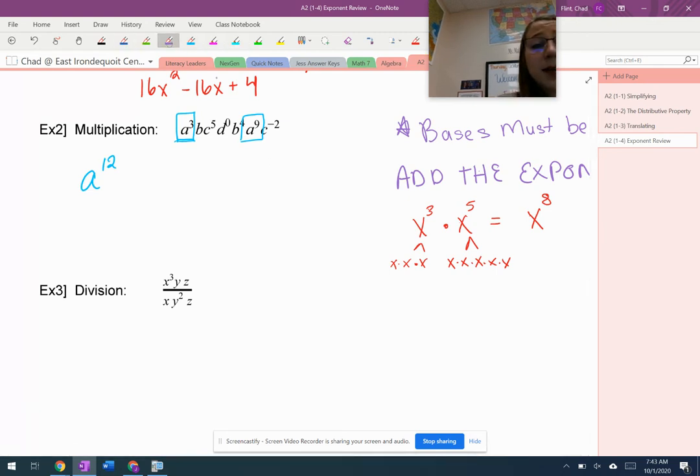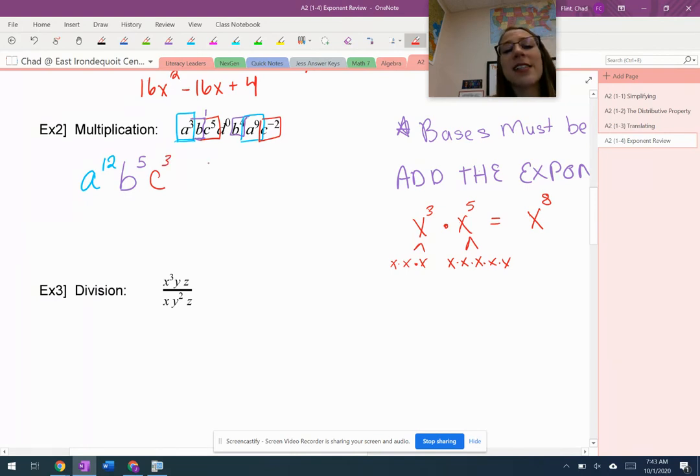I have a b, and careful, because that exponent of 5 is only on the c. That exponent of 5 is not part of that b. The b, if there's no exponent written there, we assume that that's an exponent of 1. So we've got a b to the 1 and a b to the 4th that we can combine to get b to the 5th. We have a c to the 5th and a c to the negative 2, which 5 plus negative 2 is just 5 minus 2. So we have c to the 3rd.